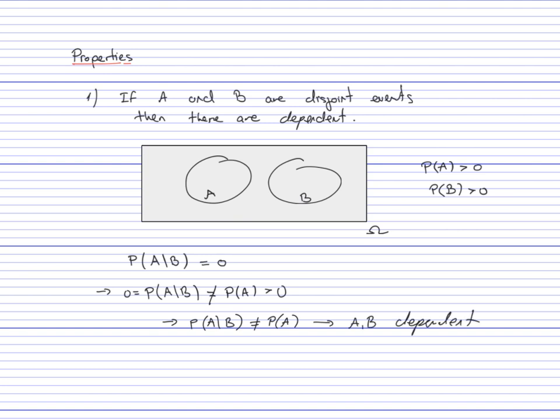So again, the idea is that if I ask you what is the probability of A given B, B occurred, so I can never be in A. Therefore, this probability is 0, and the probability of A is positive, and therefore the probability of A given B is not the probability of A. And from here, I conclude that A and B are dependent.